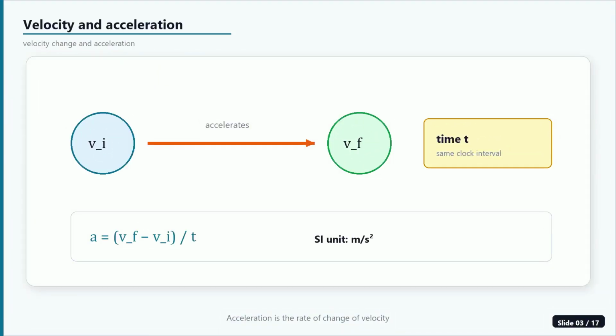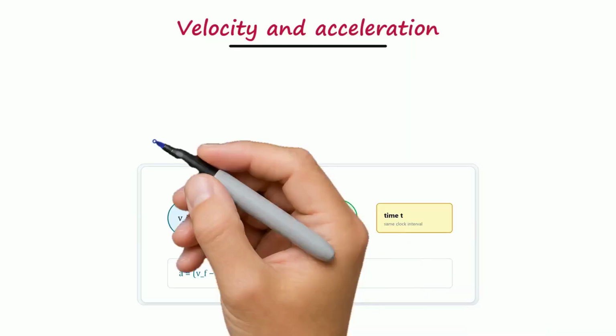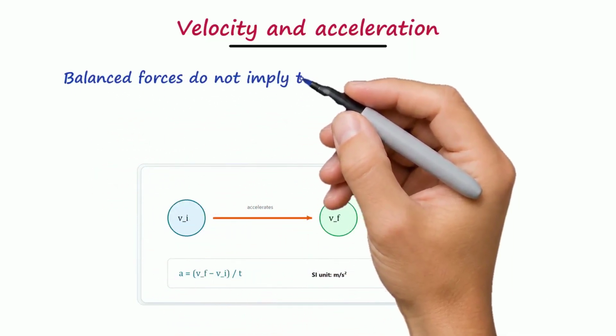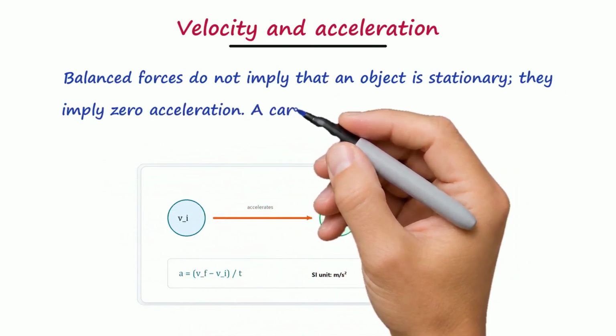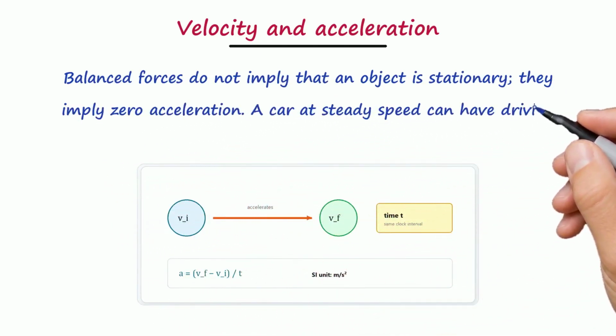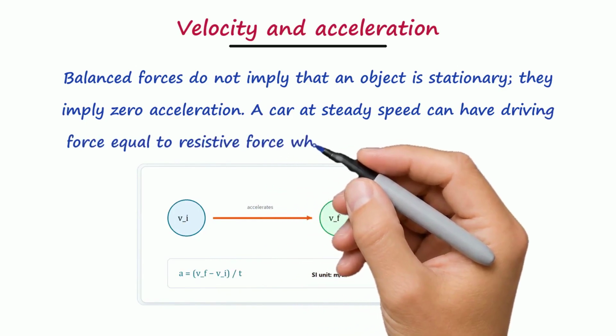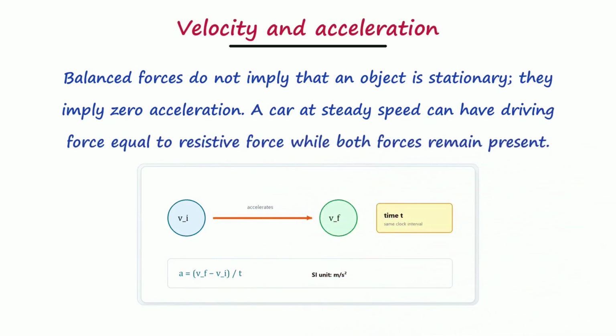See how the arrow for velocity can change length or direction. Acceleration is that rate of change, so you can accelerate even while slowing down, or while turning at constant speed. Balanced forces do not imply that an object is stationary, they imply zero acceleration. A car at steady speed can have driving force equal to resistive force while both forces remain present.